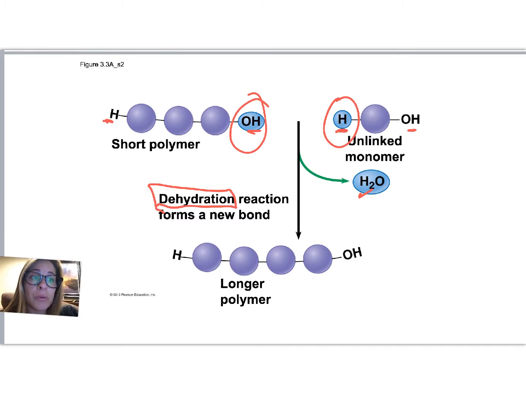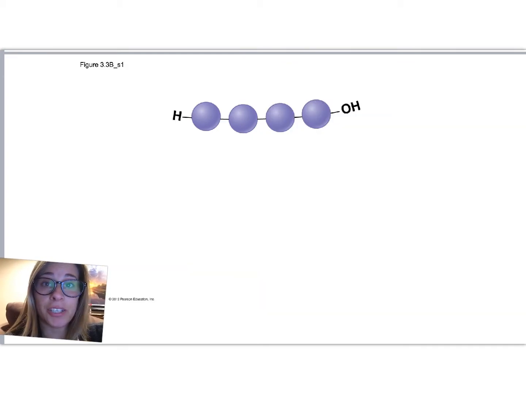Okay, so in this case, because we took out that H2O, we've created a bond now right here on this little spot, right? So here's our former polymer right here, and here's our monomer. And now what we have is an even longer one. So this is how we build up these molecules. So synthesis reactions are key.